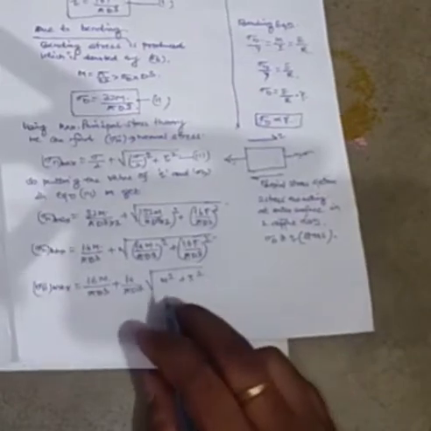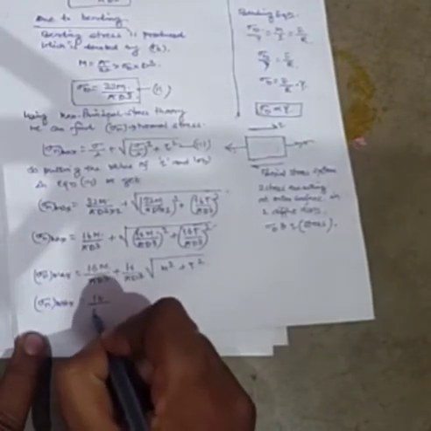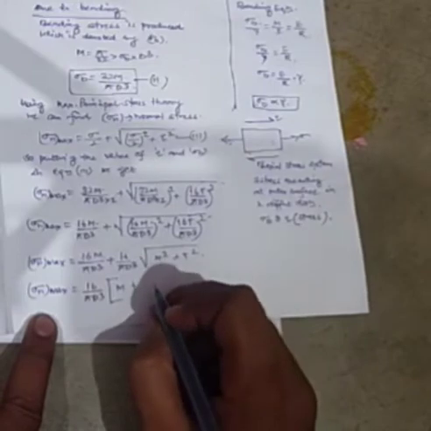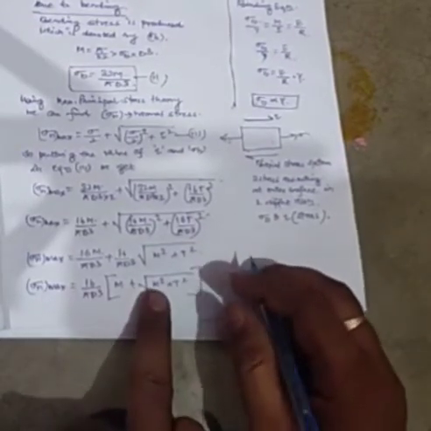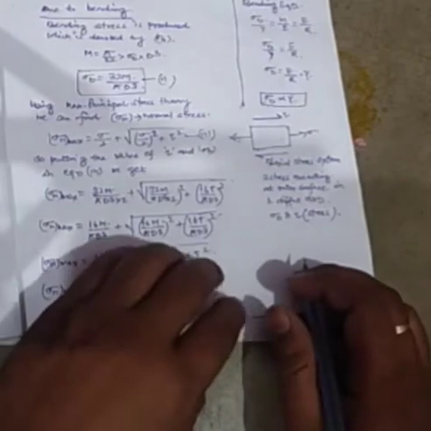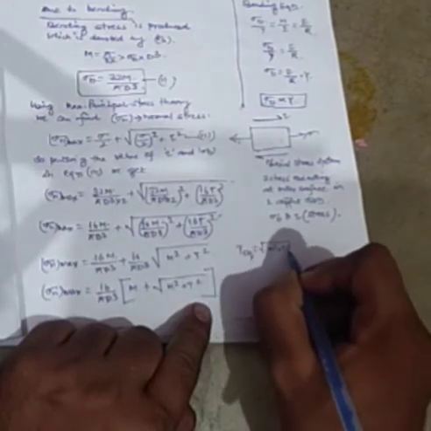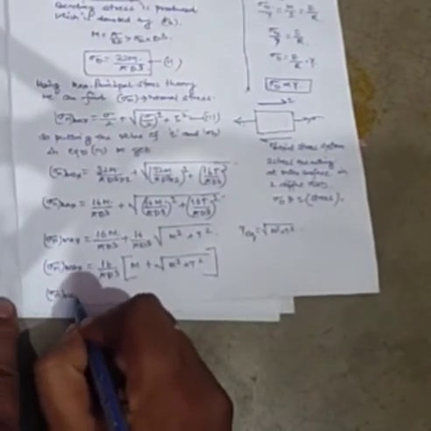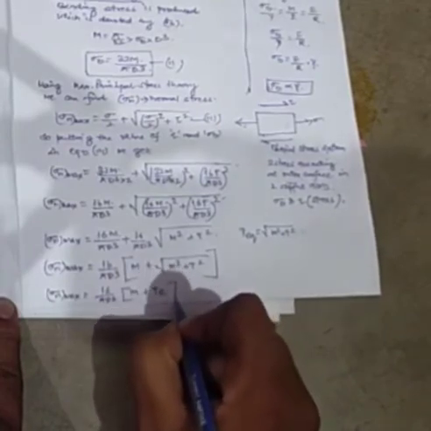Okay, so again taking the common factor from here, sigma n max is equal to 16 upon pi d cube into M plus under root M square plus T square. And T equivalent is nothing but this. If we consider this, then T equivalent is equal to under root M square plus T square. So we put the value of T equivalent in this equation, and the equation becomes something like this, sigma n max is equal to 16 by pi d cube into M plus Te. This thing we are getting here.